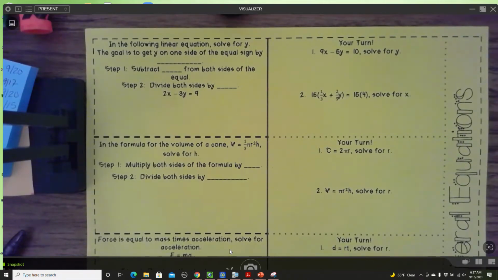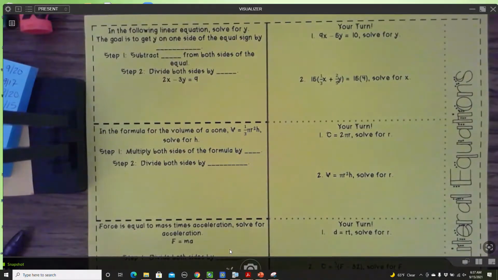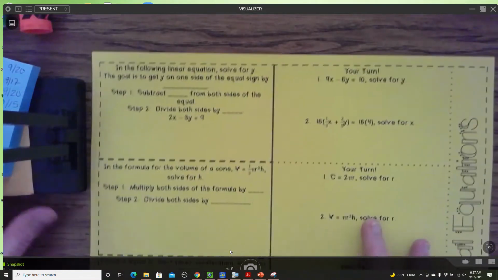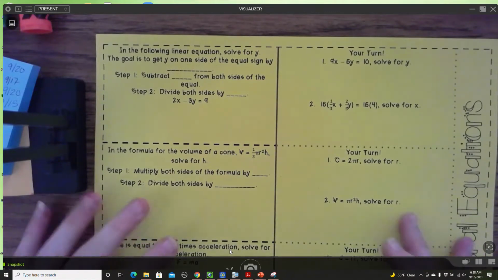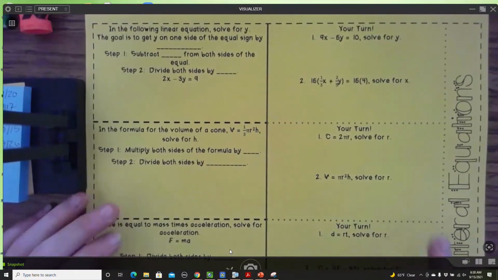This video is for the literal equations foldable notes. So the front side looks like this. Okay, so in literal equations, a lot of literal equations are formulas. And what we have to do sometimes is rearrange the formula. So when we work with literal equations, that's all we're doing: we're just rearranging the pieces in the formula.